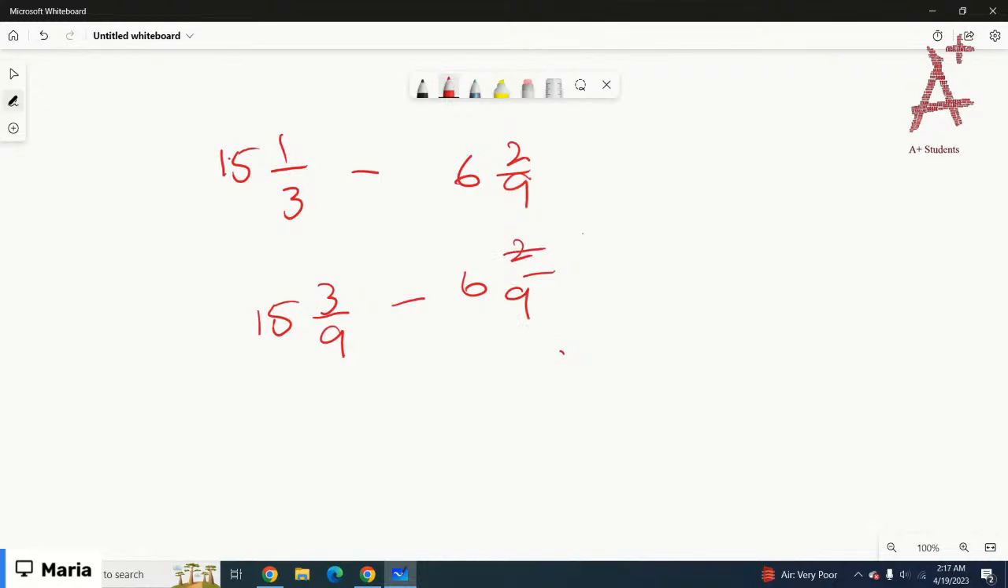Now you can subtract both the mixed numbers. 15 minus 6 is 9. 3 minus 2 is 1, so it would be 9 whole 1 over 9. Got it? So the correct option is 9 whole 1 over 9.